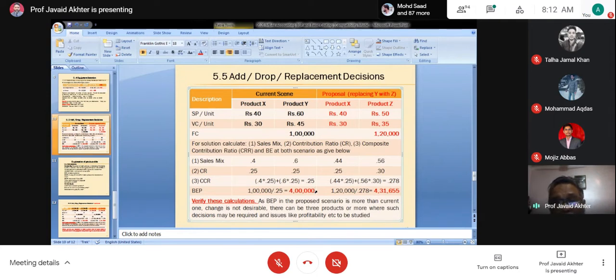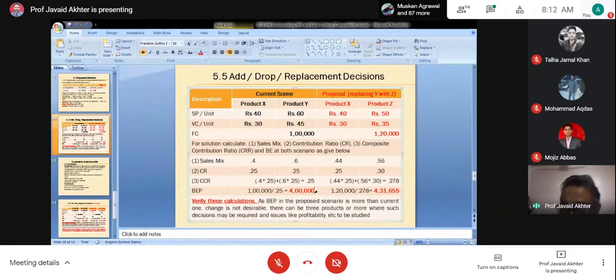Once you know the number of units, you know the variable cost per unit, and you also know the number of units, total variable cost can be calculated. So total variable cost plus fixed cost should be equal to 4 lakh. And I have just made the calculation. It is equal to 4 lakh.